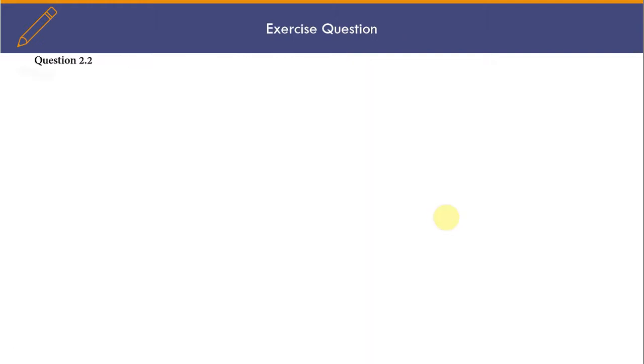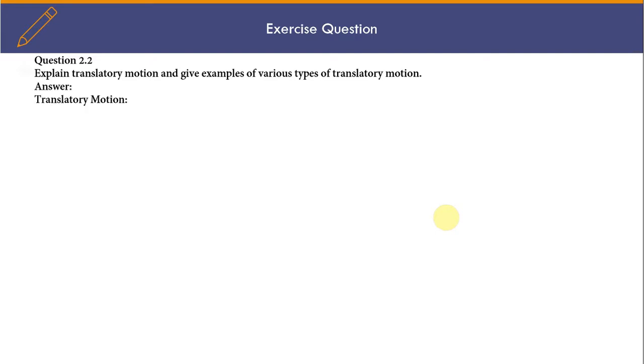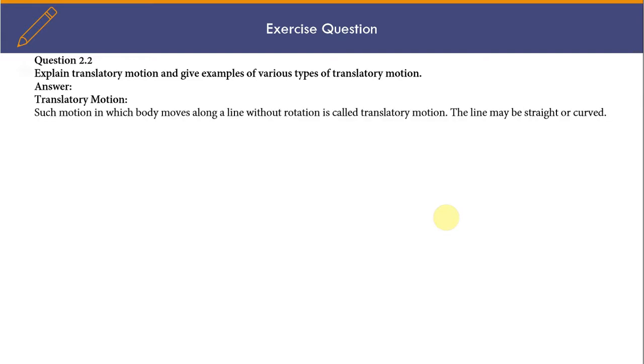Now question 2.2. Explain translatory motion and give examples of various types of translatory motion. First, define translatory motion. Such a motion in which body moves along a line without rotation is called translatory motion. The line may be straight or a curved path. When some object moves in a straight line or curved, then this type of motion is called translatory motion.